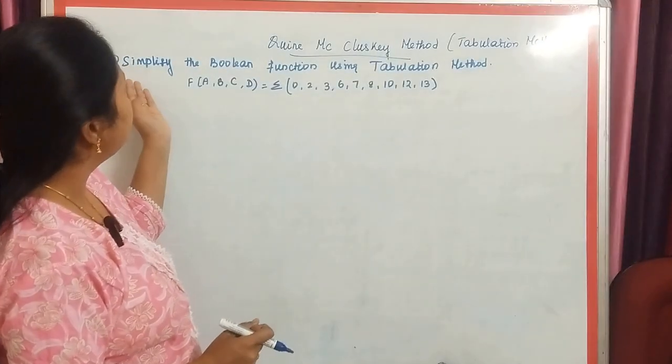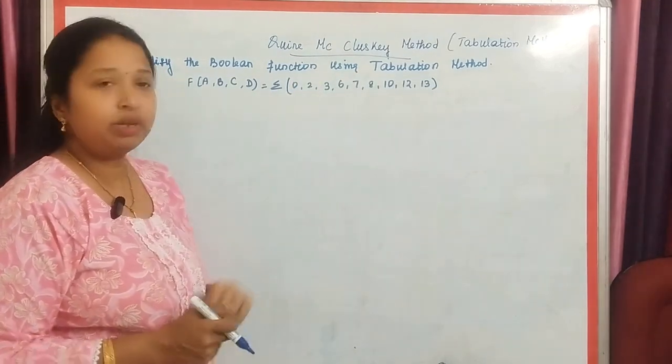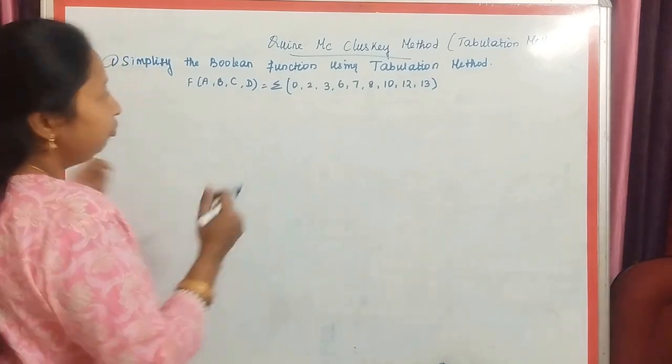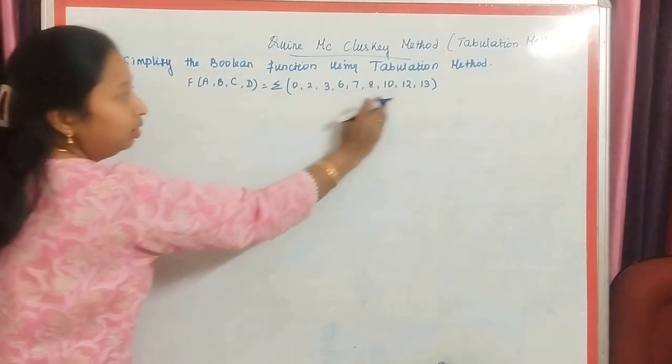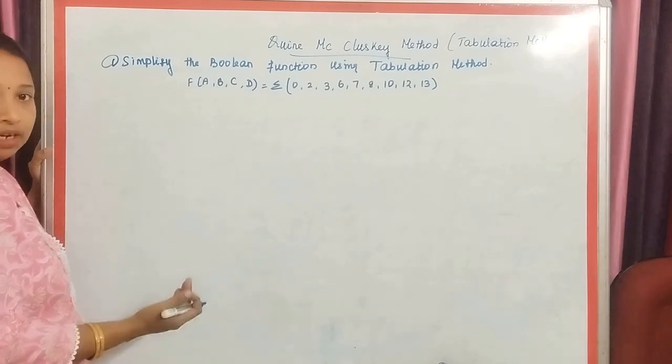If your question is to simplify the Boolean function using the tabulation method, and they've given you some minterms, how are you going to solve it using the tabulation method? For that, your first step is to take out all the minterms and represent them in binary form.